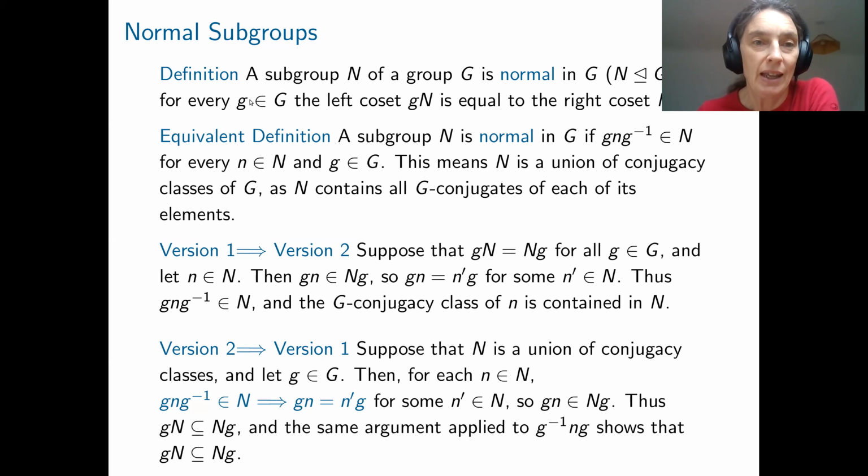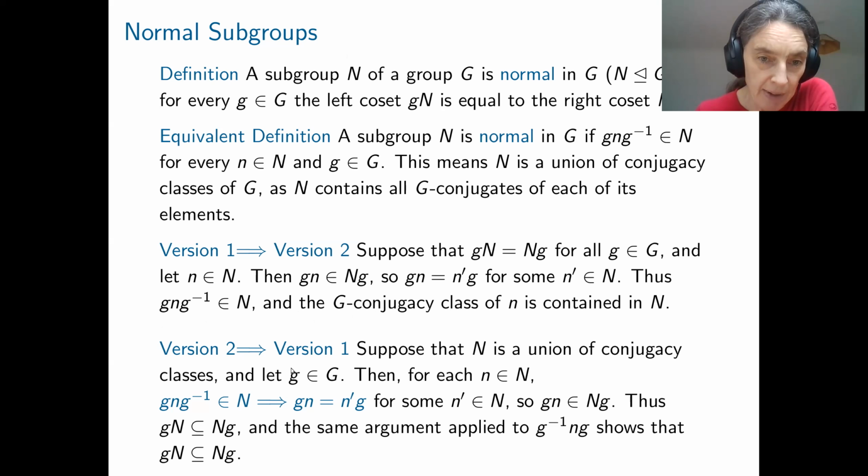Okay, so if our subgroup N satisfies the criterion in the first version of the definition of a normal subgroup, then it also satisfies the condition in the second one. Now let's see that the first is also a consequence of the second. Well, suppose we have a subgroup N that is a union of conjugacy classes, so it contains all the conjugates of all of its elements in the group G.